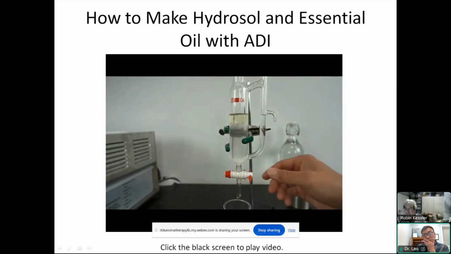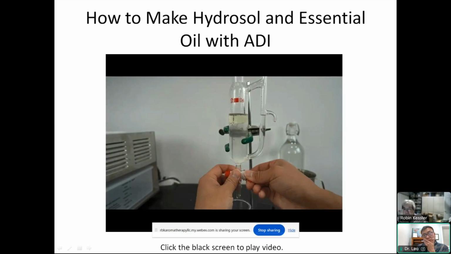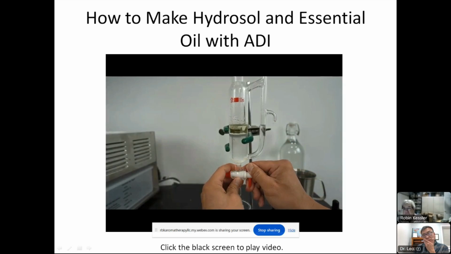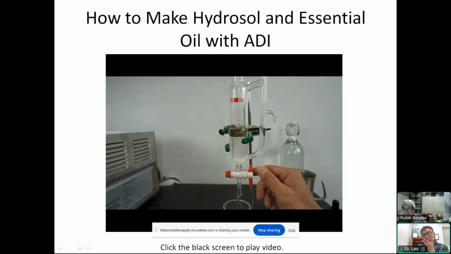So first, just open this valve at the bottom. Just let the hydrosol come out. You can do it slowly. Let it go through.